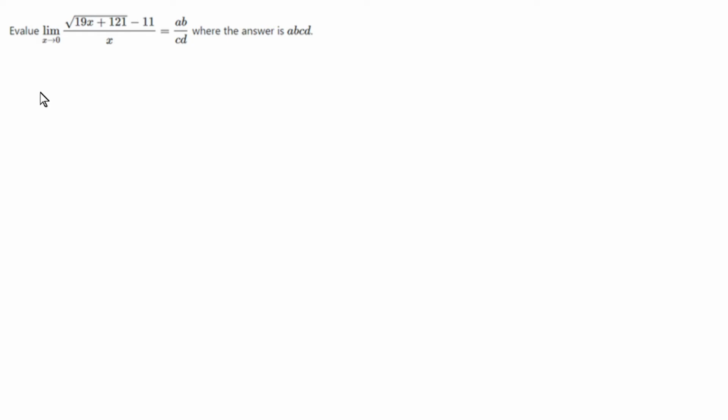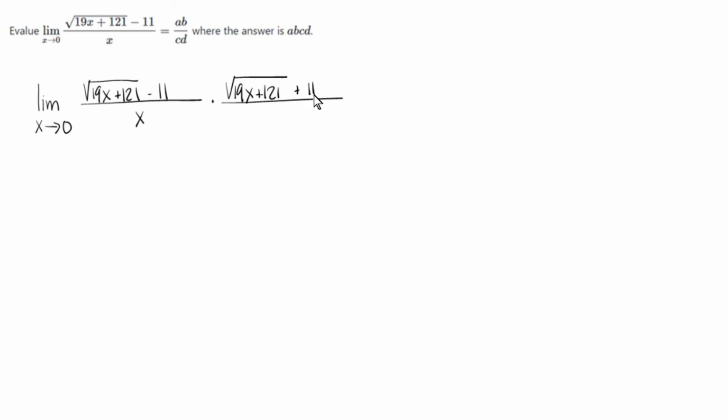And so what we're going to do here is multiply this expression by its conjugate. So we have the square root of 19x plus 121 minus 11 over x. We multiply it by the square root of 19x plus 121 plus 11. And the same thing in the denominator.